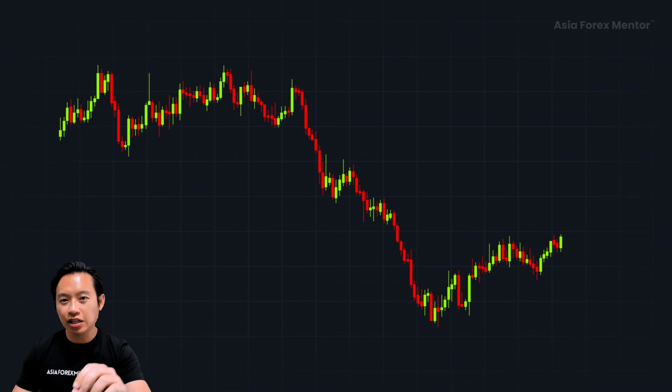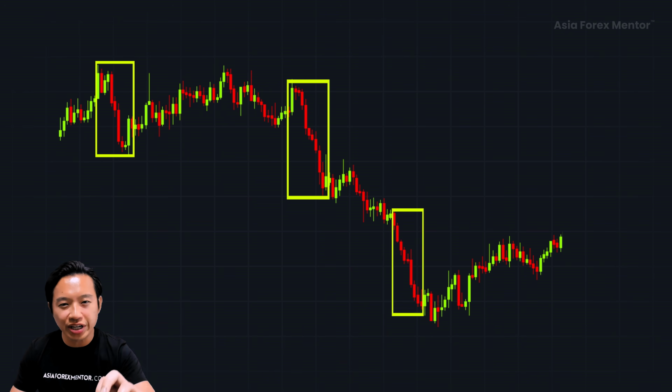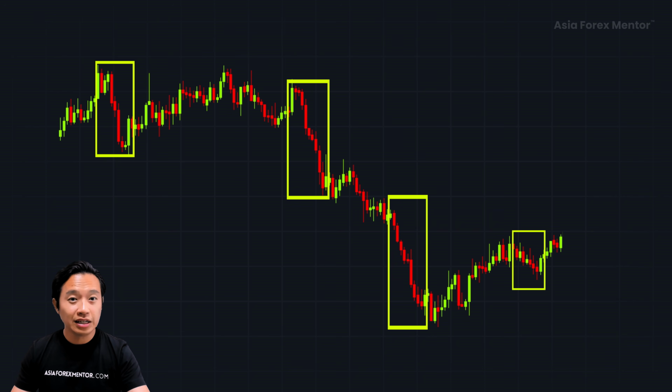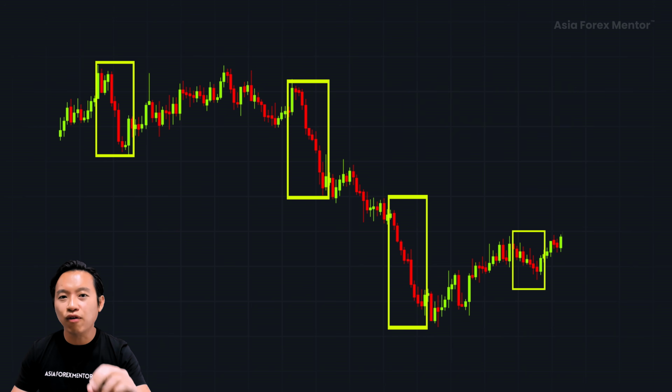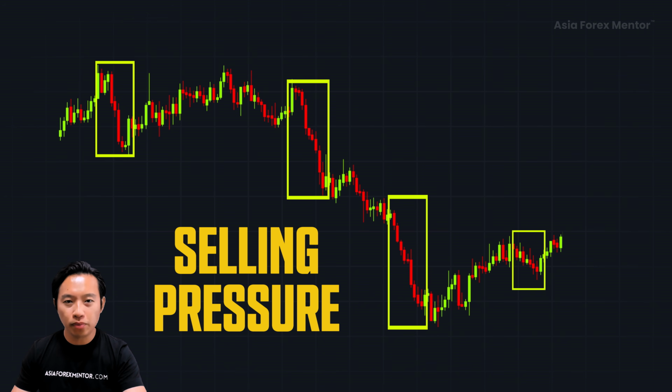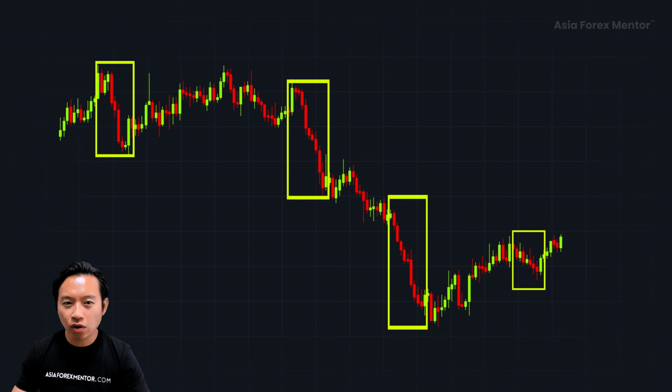So this is the trending move, right? You notice how the candles are shrinking. While they are large here, they became much smaller, right? Indicating what? A need for more selling pressure. Okay, so we are now looking for the retracement move.